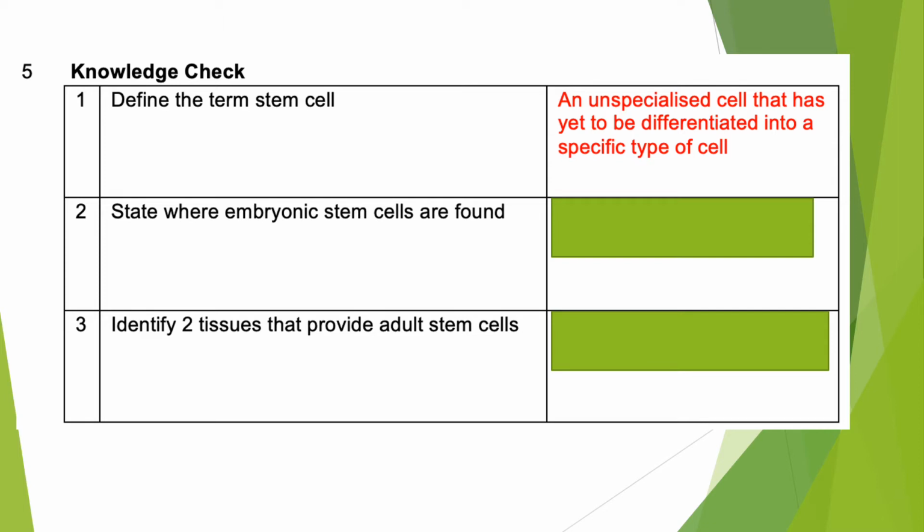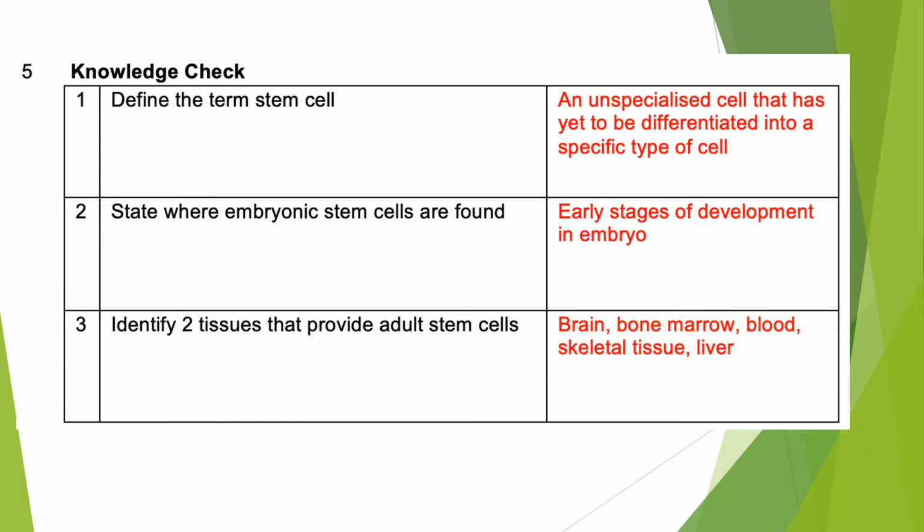So these ones, embryonic stem cells, not adult stem cells, are found in the early stages of development in the embryo. So you could also put blastocyst, because that is a term that we used last time. Number 3, identify 2 tissues that provide adult stem cells. So there's many types of different tissue that will provide adult stem cells, and some of them are brain, bone marrow, blood, skeletal tissue, and liver tissue. Okay, so we're going to move on to the rest of the questions here.